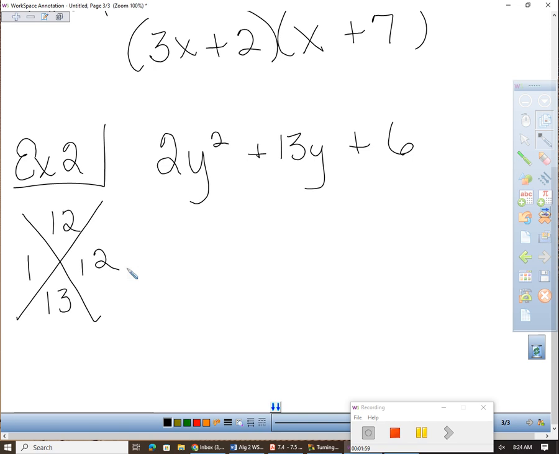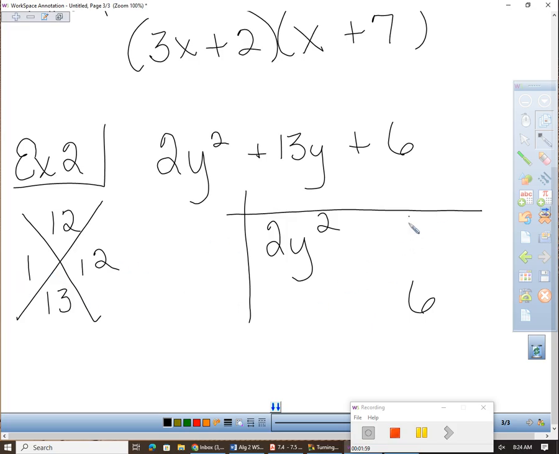Now we're at step 5. If a equals 1, we get to write our factors. Is that the case here? No. So we have to draw our box. The first spot in the box is the first term in the trinomial, which is 2y squared. The last spot in the box is the last term in the trinomial, which is 6. My diagonal are the sides of my x. 1y and 12y.